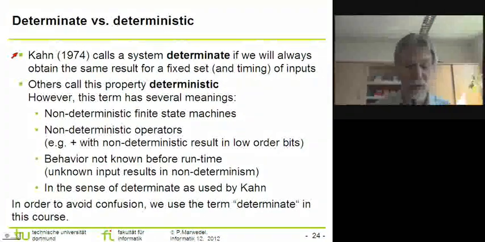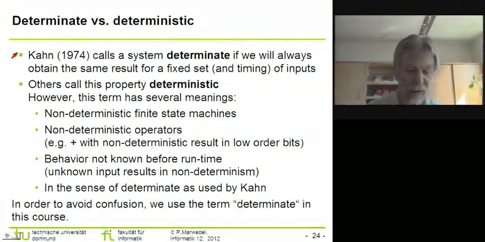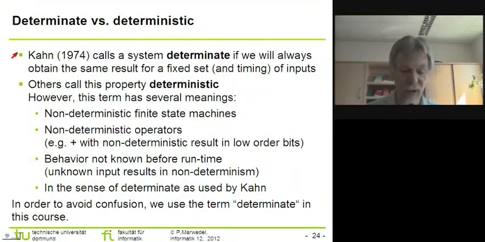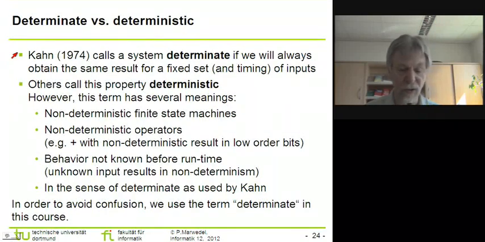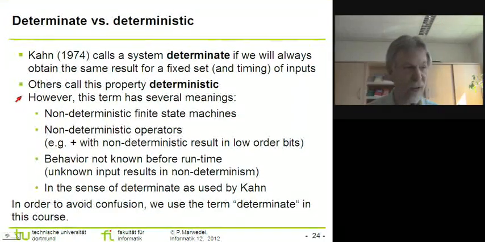Now this is what Kahn calls a system to be determinate. That means we can be sure that the semantics guarantees the generation of one particular result. There is no ambiguity there. Now others call this property deterministic. However, the term deterministic has quite a number of different meanings.